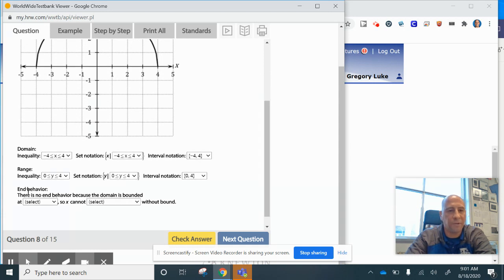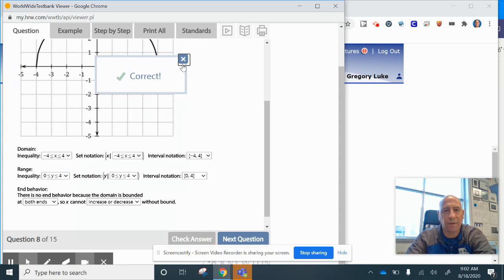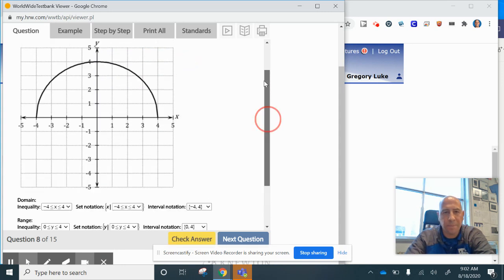I forgot to answer the end behavior, so let's answer that now. There's no end behavior because the domain is bounded. So let's look at the answer tab. There is no end behavior because the domain is bounded. Neither end, there is an end. I would argue there's both ends. So x cannot increase or decrease without bound. Correct.